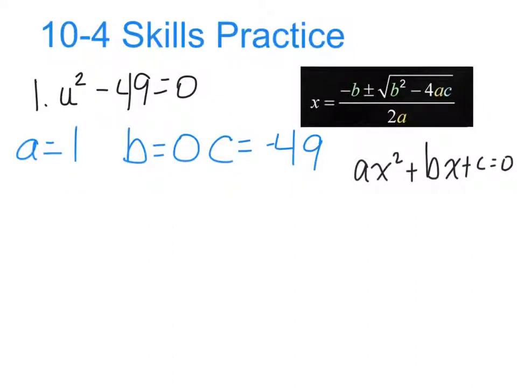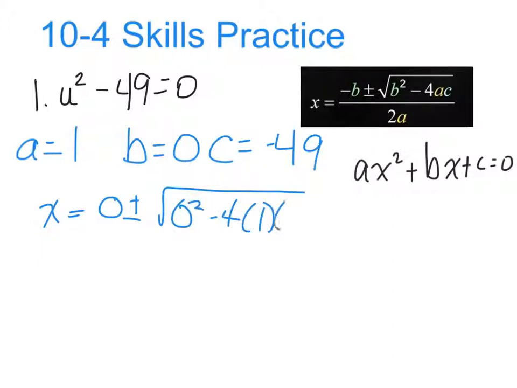So once we've got it into standard form, which it was, we pick out A, B, and C, and then we're going to plug it into the quadratic formula. So x equals negative b. Okay, negative 0 is just going to be 0, plus or minus the square root of b squared minus 4ac, all over 2a.